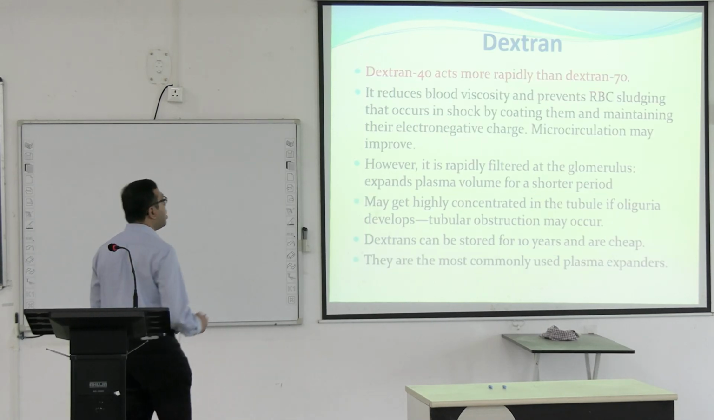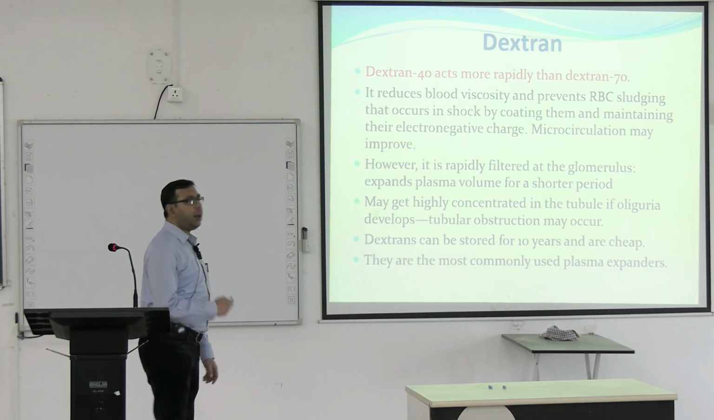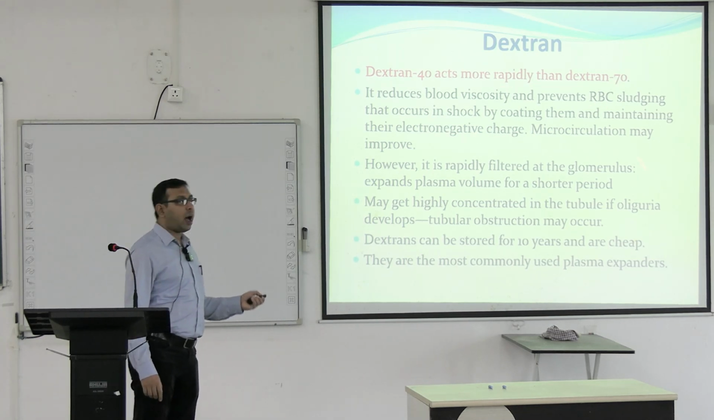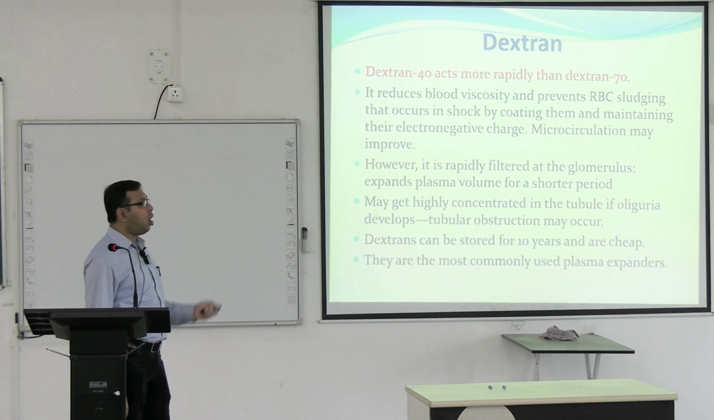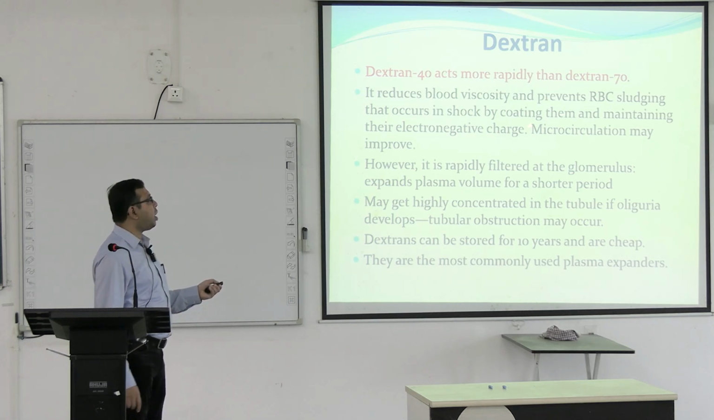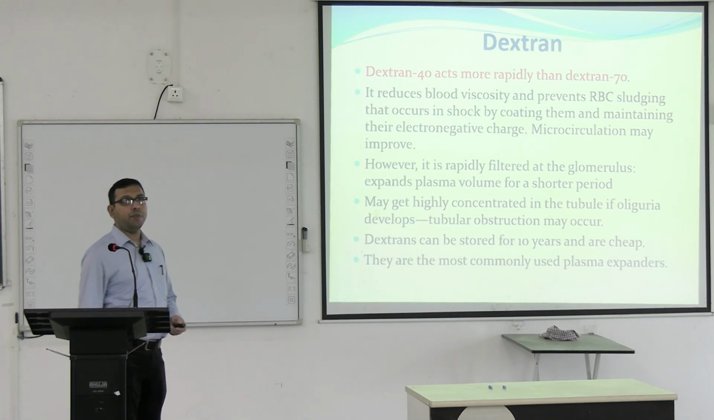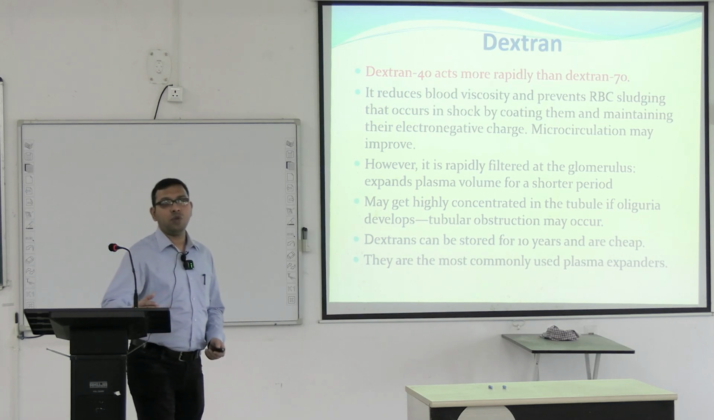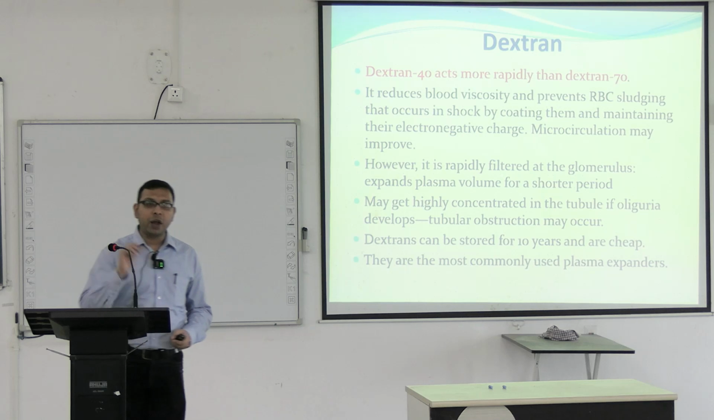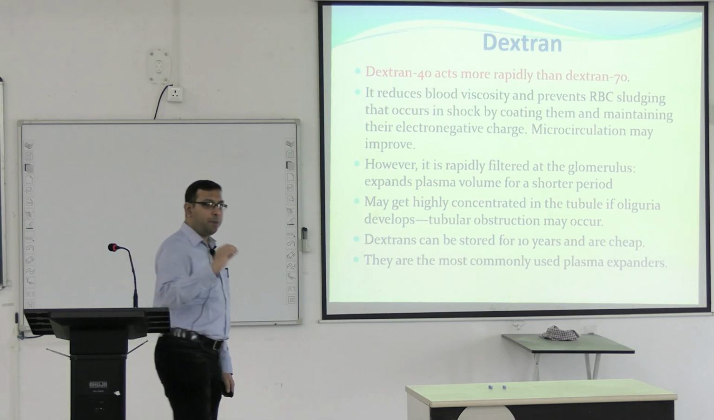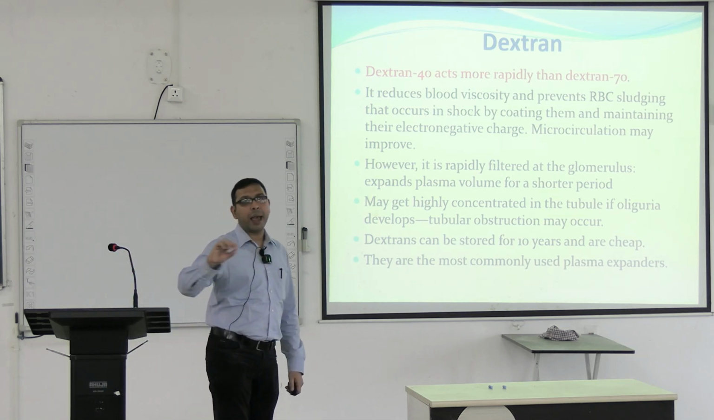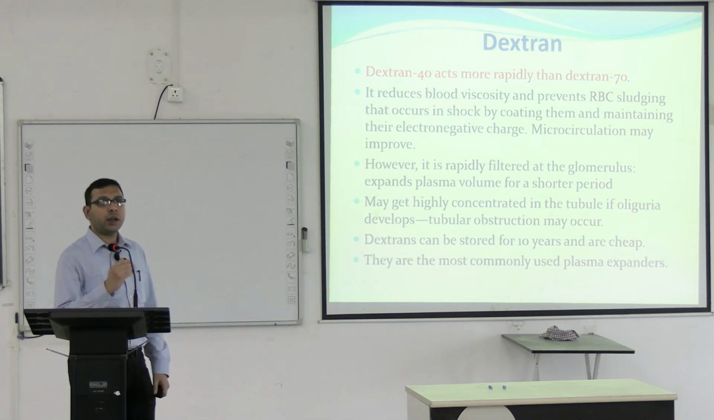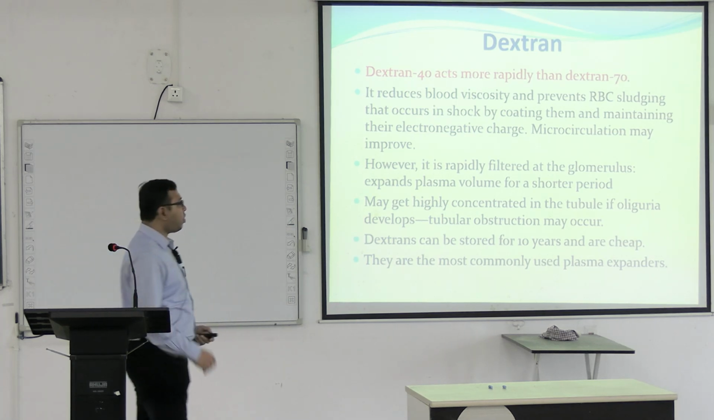But this is cheap. Dextran 40 acts more rapidly than dextran 70. It reduces blood viscosity and prevents the RBC sludging that occurs in shock by coating them and maintaining their electronegative charge. Microcirculation may improve. So when there is a shock-like situation, we have to improve not only the macrocirculation but also the microcirculation. That means we have to improve blood circulation in the small capillaries also, so that the small cells will not suffer. So microcirculation can be improved when we are using dextran 40.